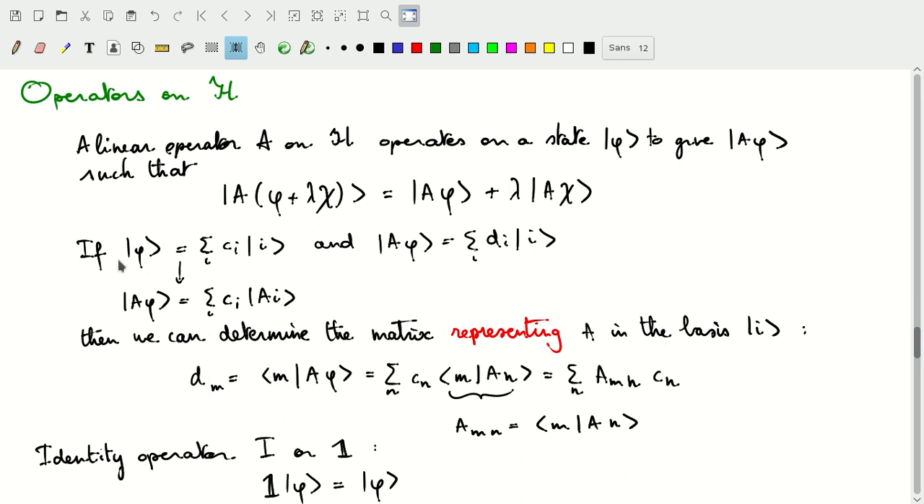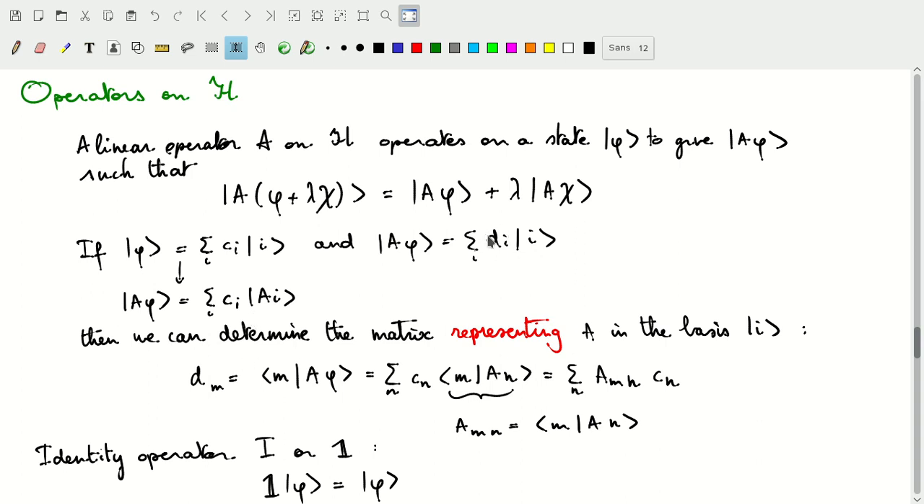Now, if we have a vector state phi that we can decompose in the basis, and we can decompose our vector space state A phi into the same basis but with different coefficients d, then we can also use our original decomposition with our c's, but now written in terms of the basis vectors operated on with the linear operator A. And so if we combine these two ways of thinking about the operation of A on phi, here we've written it in terms of the basis vectors, and here we have written it in terms of the linear operator working on the basis functions.